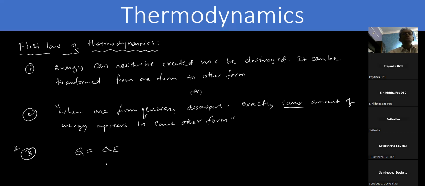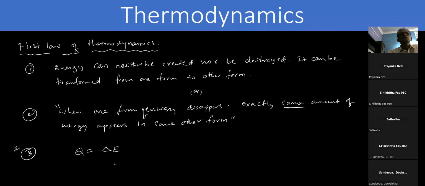Every system has its own internal energy. Already we have discussed in an earlier class. The energy comes from different modes of vibrations and translational, kinetic and potential. The sum of all these energies is called what? Internal energy of the system, right?